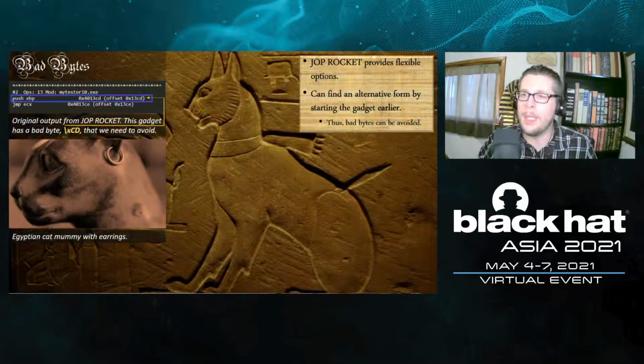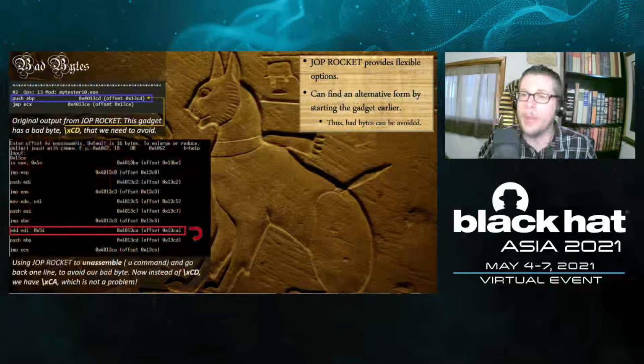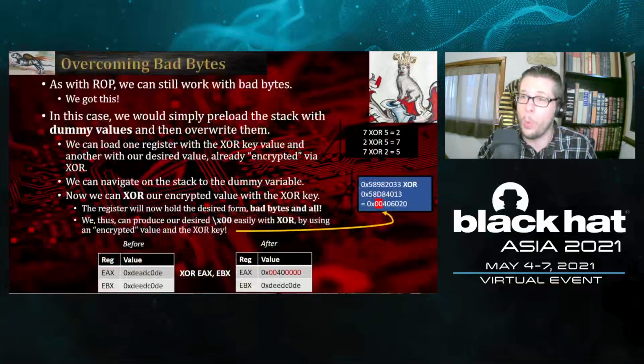So let's say CD is a bad byte. Well, let's do the unassemble inside JOP Rocket, and now I'll have CA. That may not always work, so a better approach is exclusive OR. If we have 7 XOR 5, that gives us 2, and we can take that 2 XOR 5 right on back to 7. And we have encode and decode, which gives us 400000, the image base, and we have no bad bytes over there.